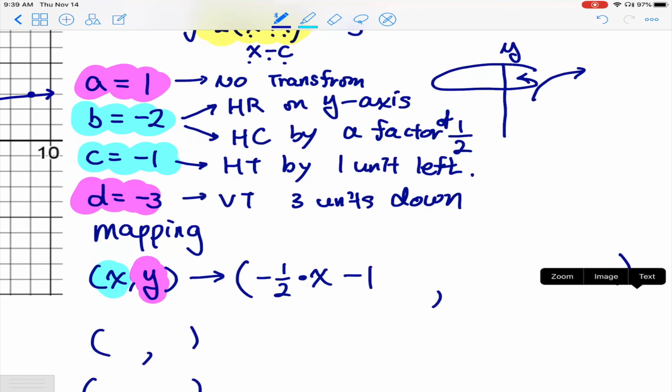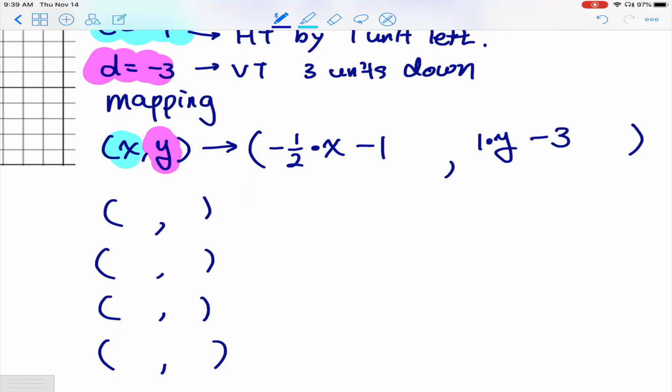Now a is 1, sorry, and then y is whatever the value, so it is just 1 times y. Just be really careful, do not put 0 times y, because that means 0 all the time. Okay, now the d is negative 3, so minus 3. So the rest is just plotting the points according to your given function.